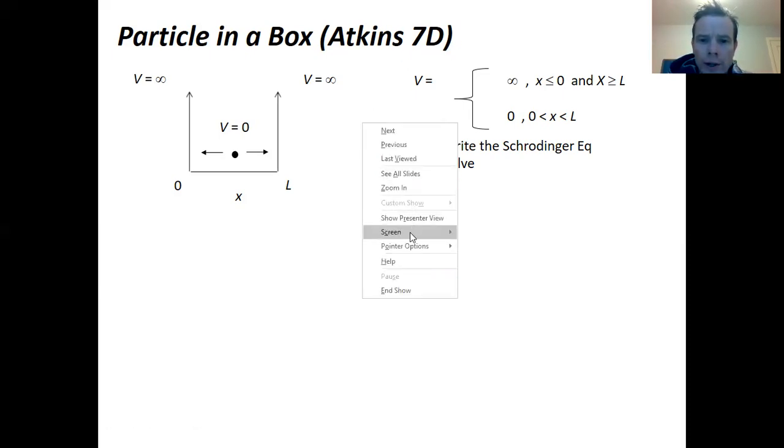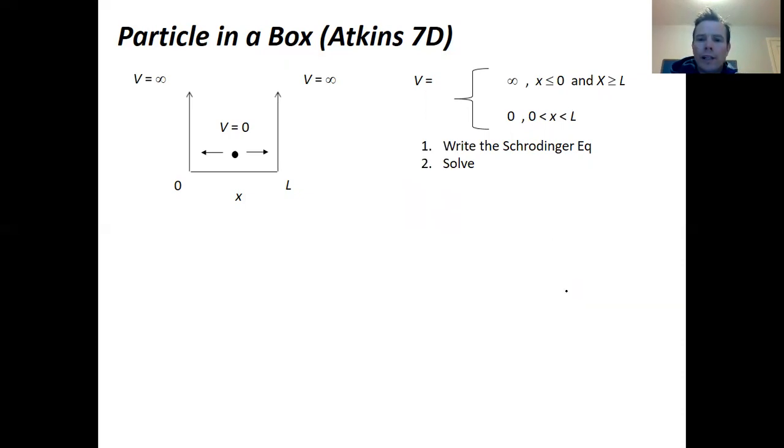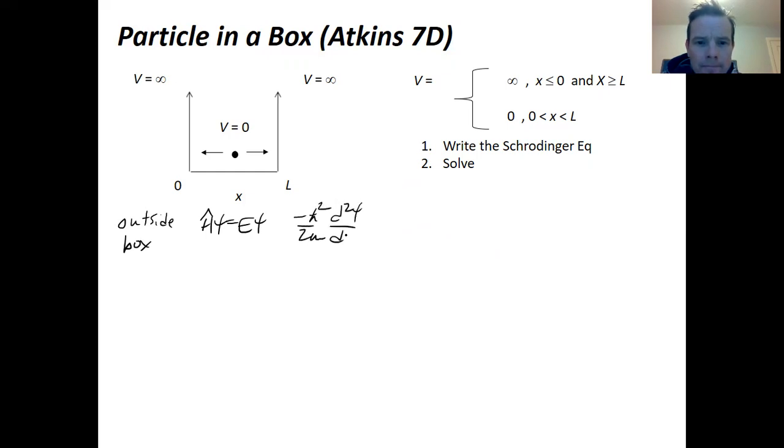Let's write the Schrodinger equation and solve this. We need to do it in two steps. The first step is going to be outside the box. H psi equals E psi. The Hamiltonian operator has a kinetic energy term. We have a potential term. It equals E psi. Now, outside the box, this potential goes to infinity.